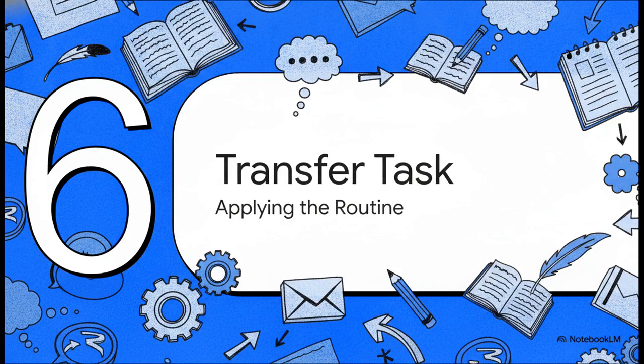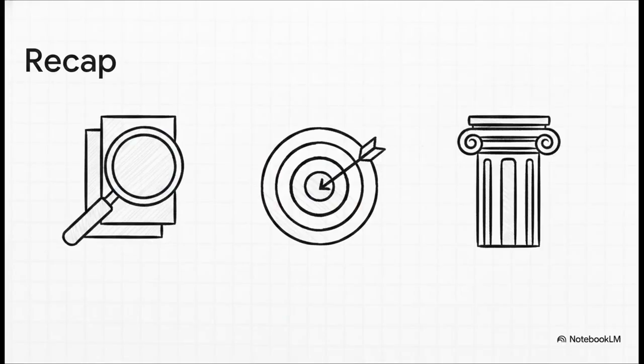And finally, Section 6, Recap and Transfer Task, applying the routine. We are going to wrap up with a quick recap. You must use a 3-pass rereading routine to clarify meaning and analyze structure. Form, whether fixed or free verse, is always a deliberate, evidence-bearing choice made by the author. Poetry utilizes specific architectural units, like lines, stanzas, and speakers, to horizontally and vertically construct meaning.